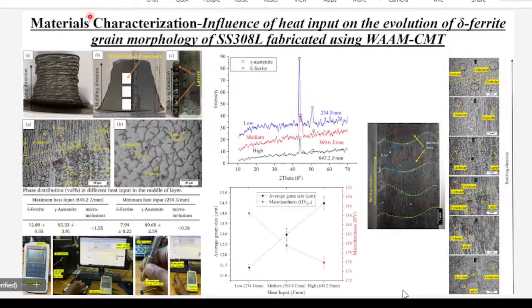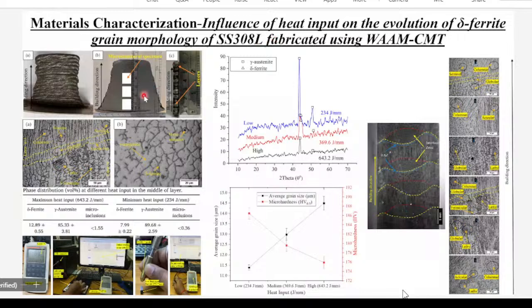So this is the next paper, in Materials Characterization journal, which we have targeted and published: influence of heat input on evolution of delta ferrite. This is a stainless steel material we have fabricated. You can see multiple layers in the building direction. We have extracted a square shape 10 by 10 specimen, and this is an austenitic stainless steel, that is SS308L. L refers to low carbon content, that is less than 0.03%.